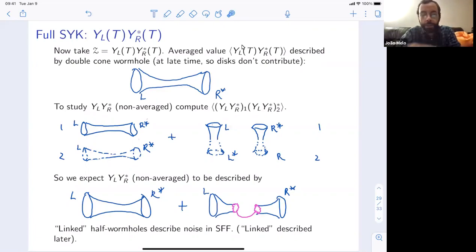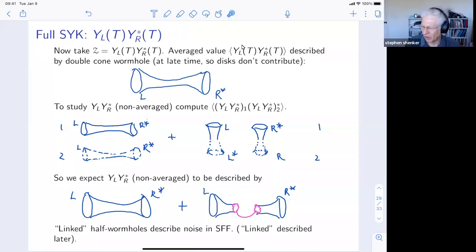Yeah, just a question. Does the pair of half wormholes precisely cancel the wormhole contribution so that you only get the disks and that's how you get factorization? Or does it just make the wormhole contribution factorize, but it does give a non-zero contribution? It's the second possibility. Okay, thank you.